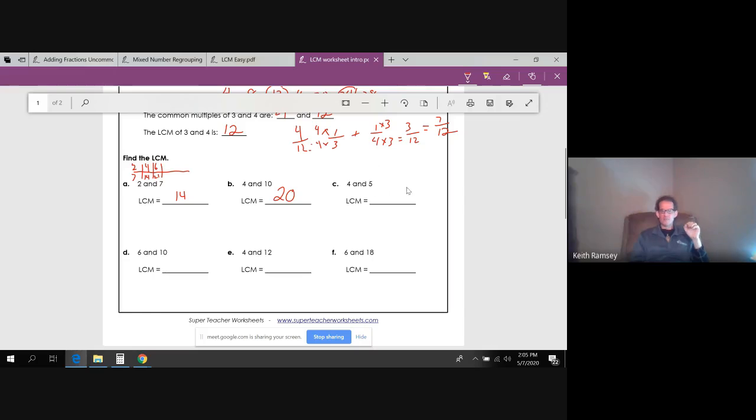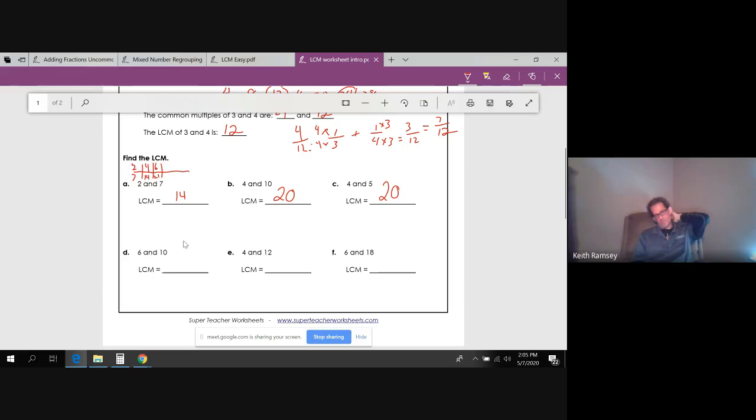In the same sense, for 4 and 5, I would think about what my multiples are. I have 4, 8, 12, 16, 20. And for 5, I have 5, 10, 15, 20. 20 is the first one that's the same. That's my least common multiple. In the same sense, I have 6 and 10.